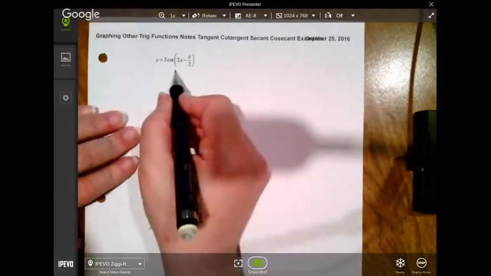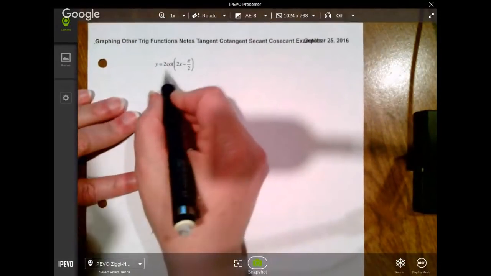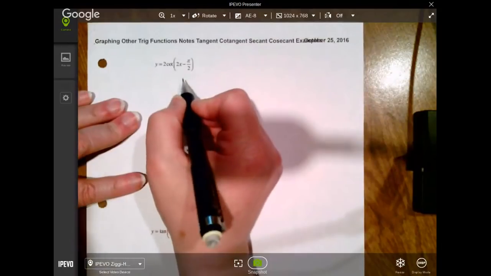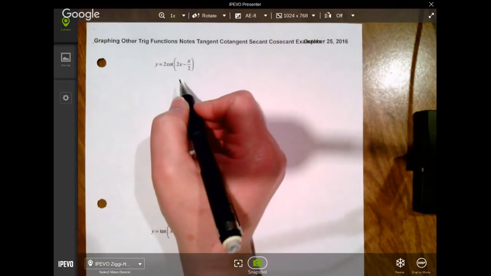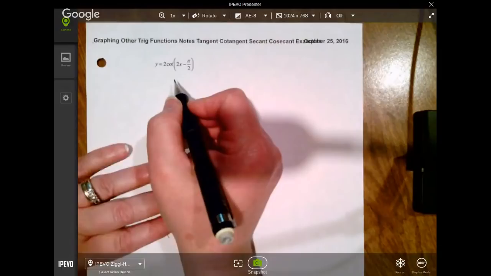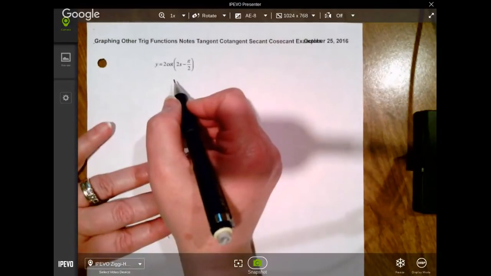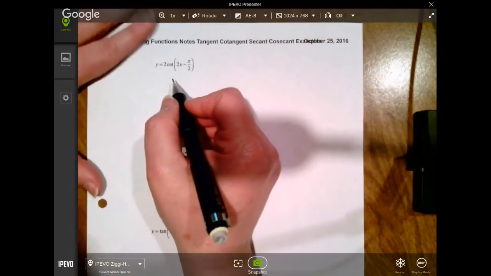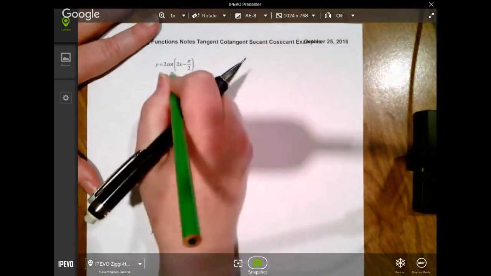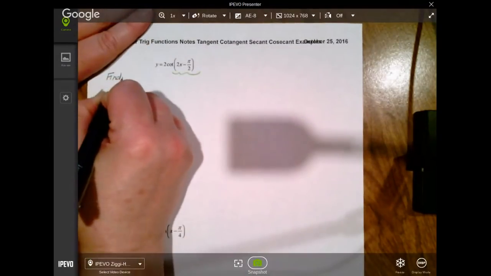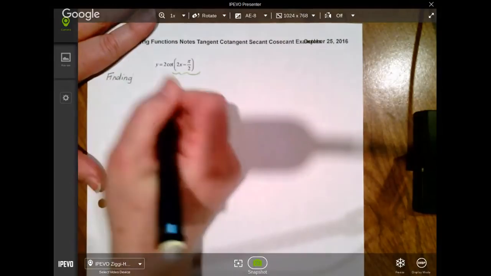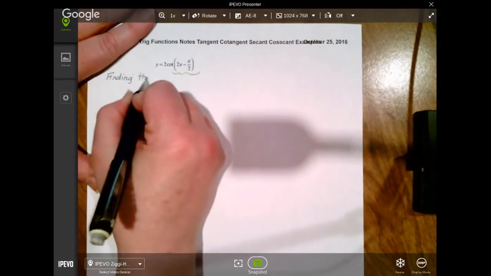All right, so now we're going to do 2 cotangent of 2x minus pi over 2, which looks like it's got a phase shift and it's got an amplitude but no vertical shift. All right, so step 1 is we're going to find the asymptotes by setting the angle argument. So finding the asymptotes.